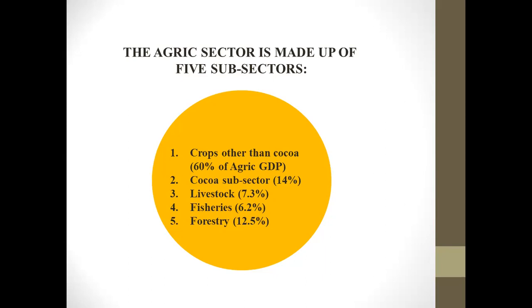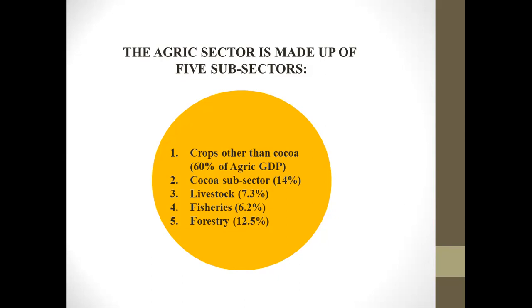First of all, we want to look at the various sectors of the agricultural sector. There are five main subsectors. The first one is the crops other than cocoa subsector, which is 60% of Ghana's agricultural sector. Remember, everything we're doing here is basically Ghanaian statistics. The second subsector is the cocoa subsector, which is 14%. Then the livestock subsector, which is 7.3%, the fisheries subsector, which is 6.2%, and the forestry subsector, which is 12.5%.